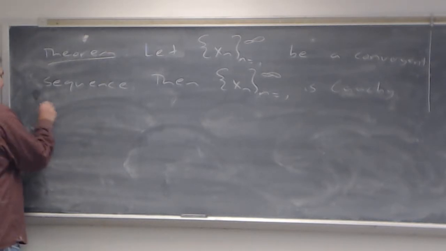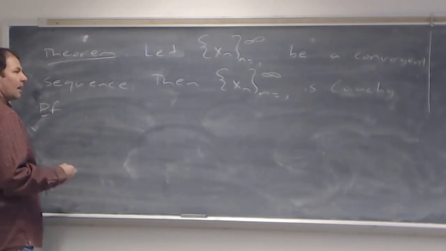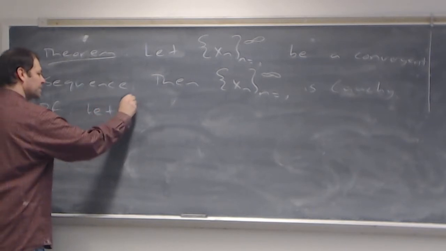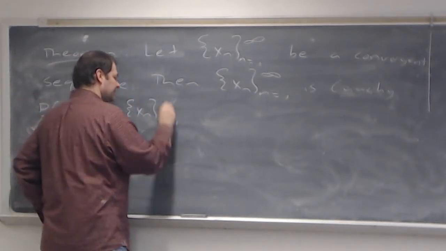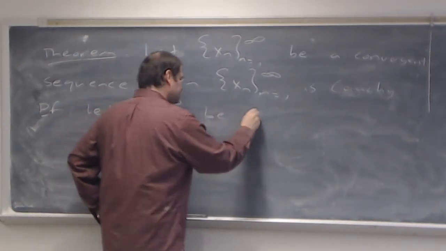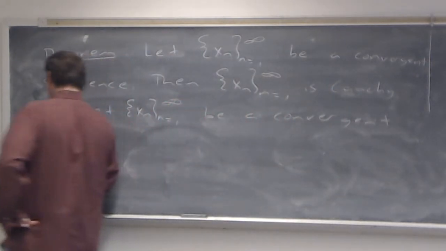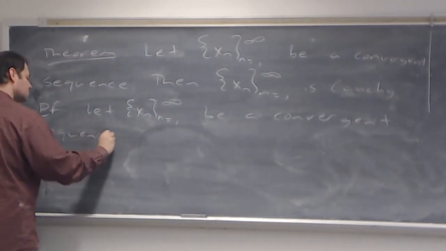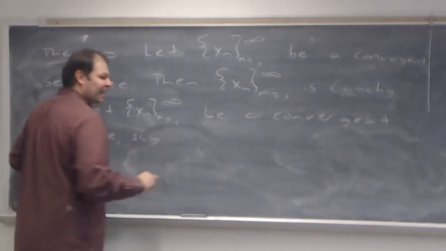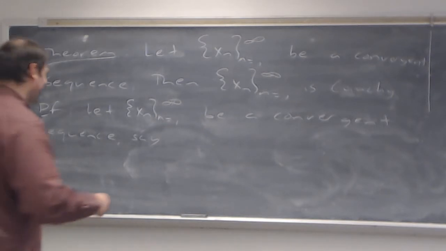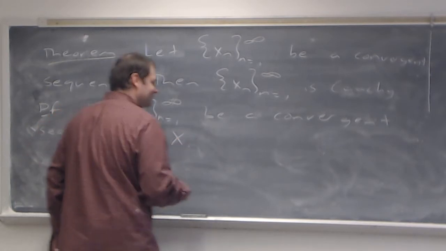Okay, let's do the proof of this. I said it's easy. Well, let's see. I'm trying to show something's Cauchy. So I'm going to assume, again, I think I can do this directly. So let x of n be a convergent sequence. Well, wait a minute. If it converges, then it has to converge to something. Let's give it a name. What should we call it? Go ahead, Chuck. x.